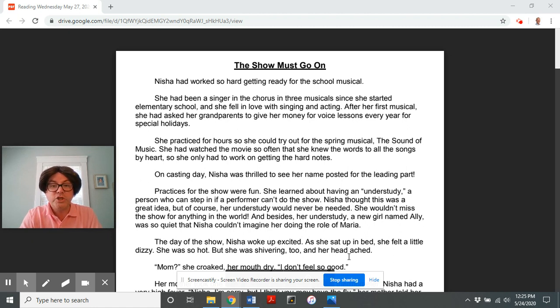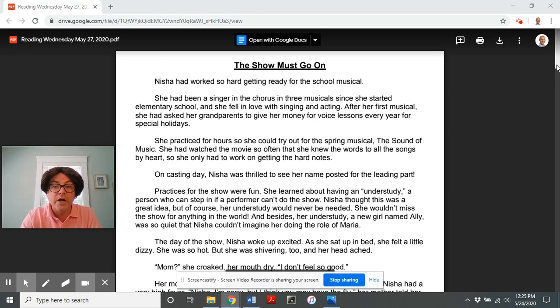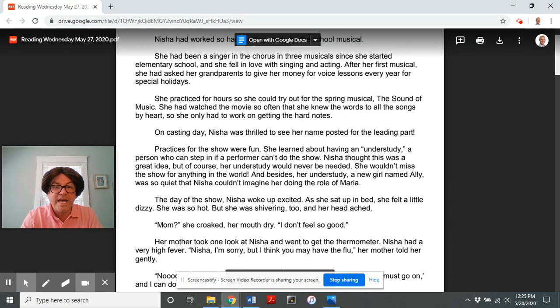On casting day, Nisha was thrilled to see her name posted for the leading part. Practices for the show were also fun. She learned about having an understudy, a person who can step in if a performer can't do the show. Nisha thought this was a great idea, but of course, her understudy would never be needed. She wouldn't miss the show for anything in the world. And besides, her understudy, a new girl named Allie, was so quiet that Nisha couldn't imagine her doing the role of Maria.